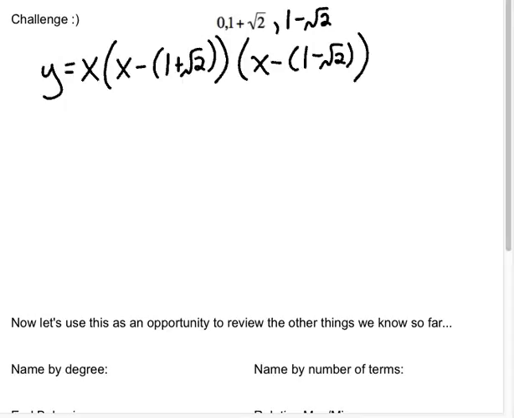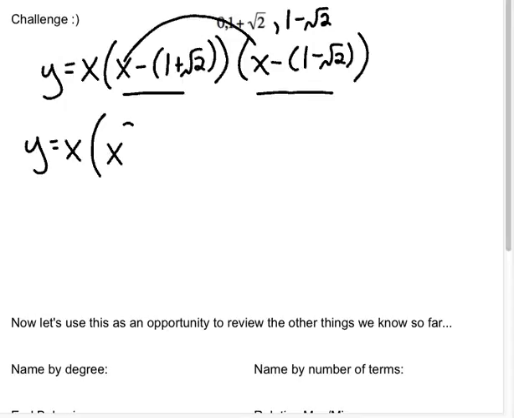So how can I do this? So what I'm going to do is, of course, you're going to have to FOIL that out, all right? So y equals, I'm going to have that x out front. And now let's FOIL this out. So I have x and x. Now, here's what's kind of mind-blowing about this. I have x and that. Oops.